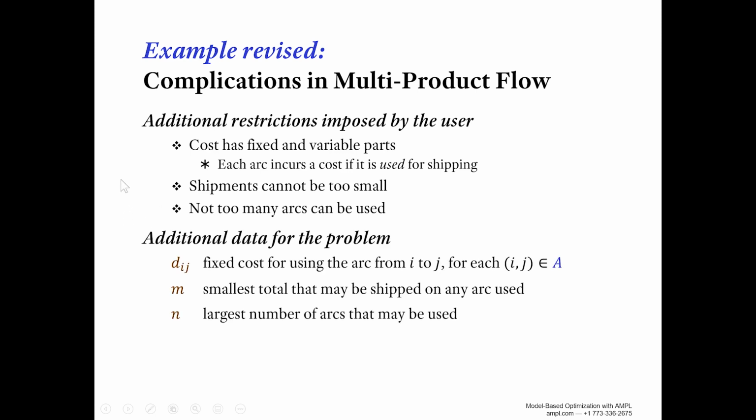And for this we'll need some extra data: the fixed cost from i to j, the smallest total that may be shipped, I'll call that m, and the largest number of arcs that may be used, I'll call that n. So we have to put some extra data in there.